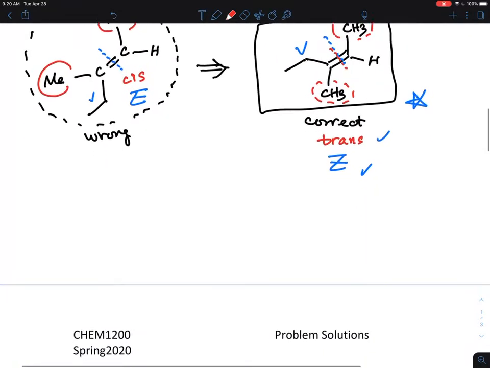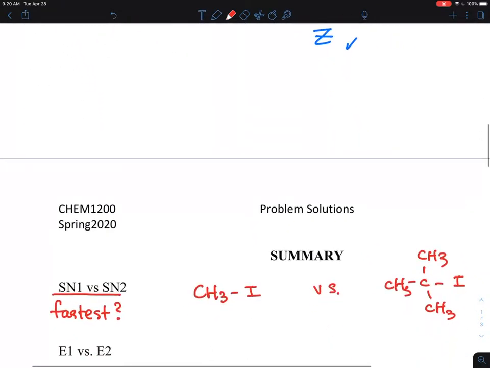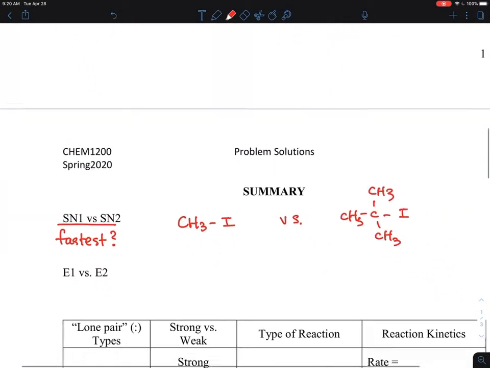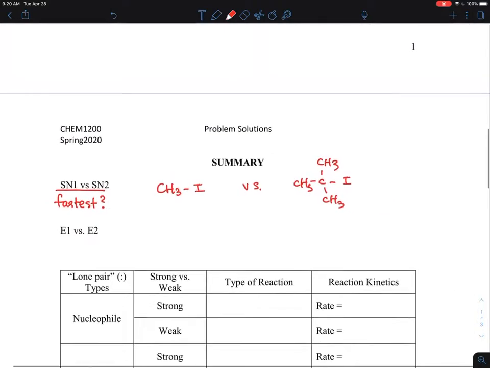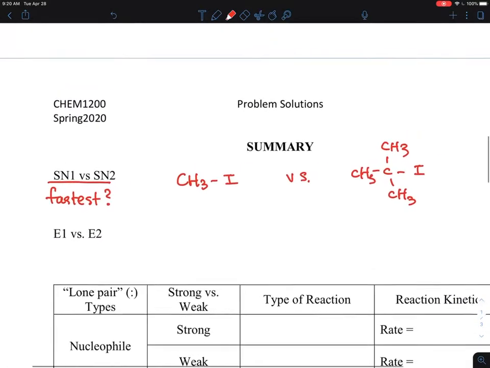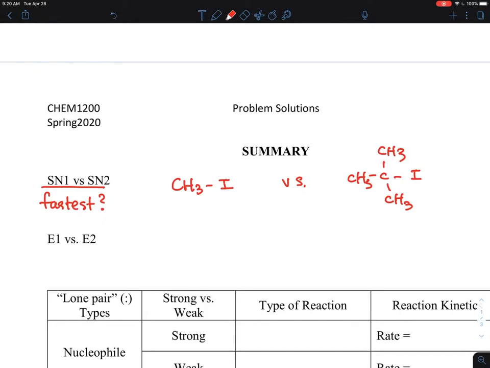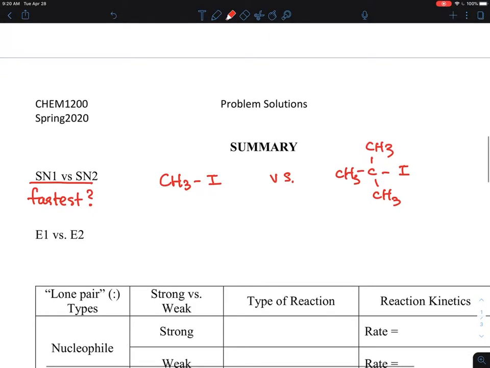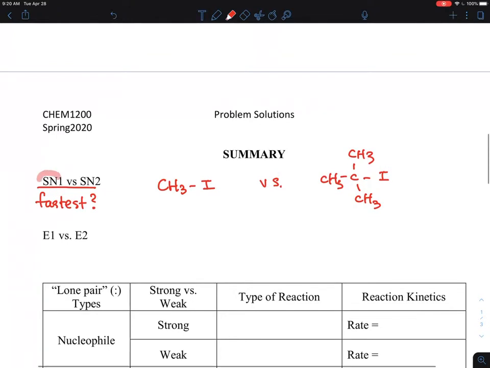If you have any questions, let me know. But I have a very short summary here to give you another overview of what's going on. This is a summary for the organic chemistry portion number 2. I'm considering the SN1 or SN2 mechanism.